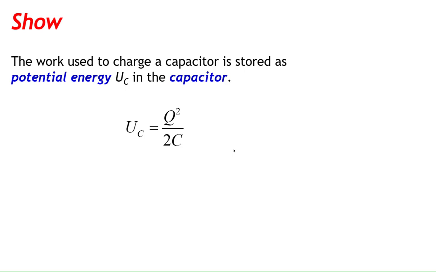Let's show that the work used to charge a capacitor is stored as potential energy in the capacitor, given by the square of the charge on a plate divided by 2 times the capacitance of the capacitor. Well, to begin, let's qualitatively talk about what is involved in charging a capacitor.